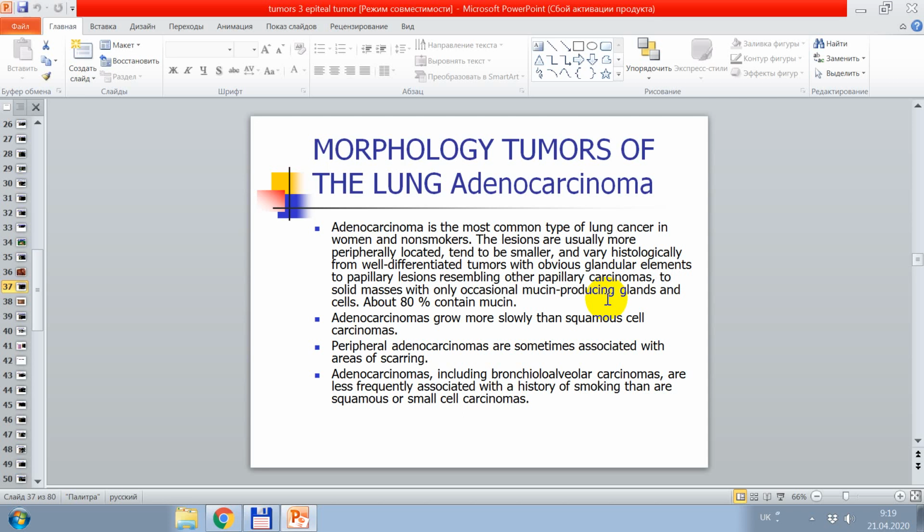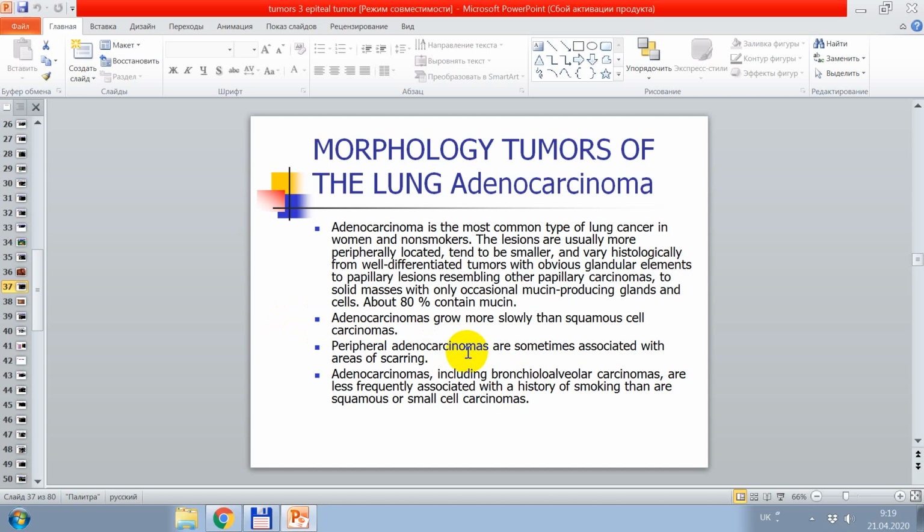The lesions are usually more peripherally located, tend to be smaller, and vary histologically from well-differentiated tumors with obvious glandular elements to papillary lesions resembling other papillary carcinomas, to solid masses with only occasionally mucin-producing glands and cells. About 80% contain mucin. Adenocarcinomas grow more slowly than squamous cell carcinoma.